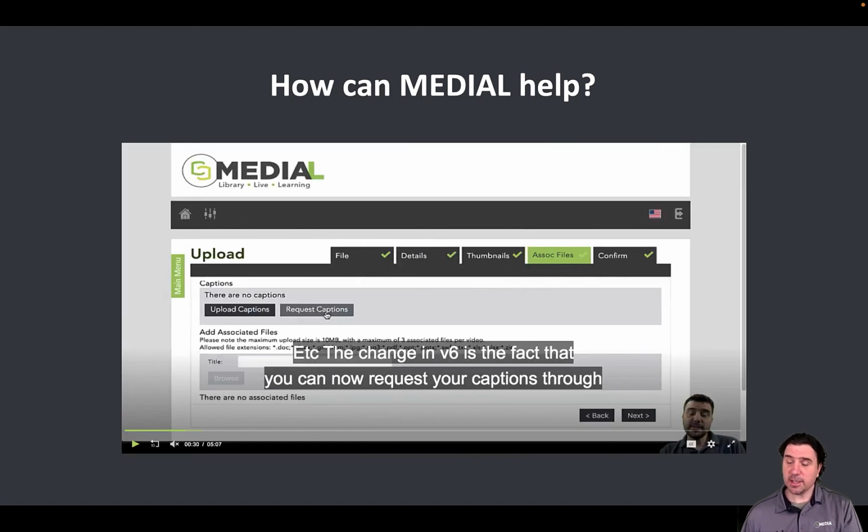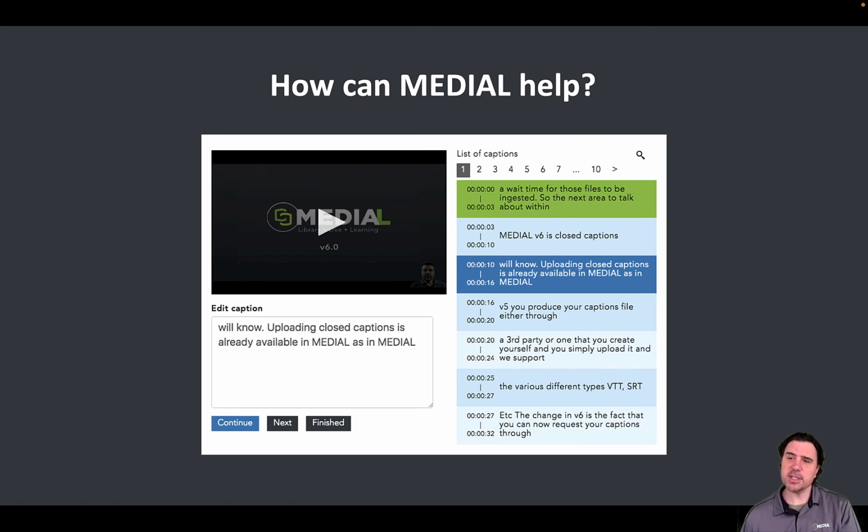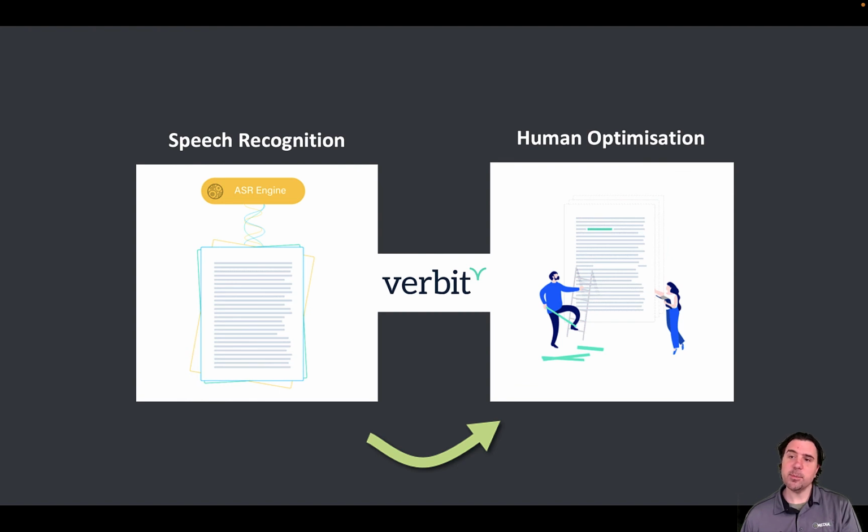Version 6 of MEDIAL actually saw the addition of the ability to request closed captions through the MEDIAL upload wizard. It also saw the inception of our captions editor, which allows you to tidy up captions generated by MEDIAL, or indeed caption files that you upload yourself. In version 7, we migrated our entire offering to Verbit, whose leading edge technology significantly improved the quality of your machine-generated captions. It also gave us the possibility to offer you captions generated by a human in multiple languages.